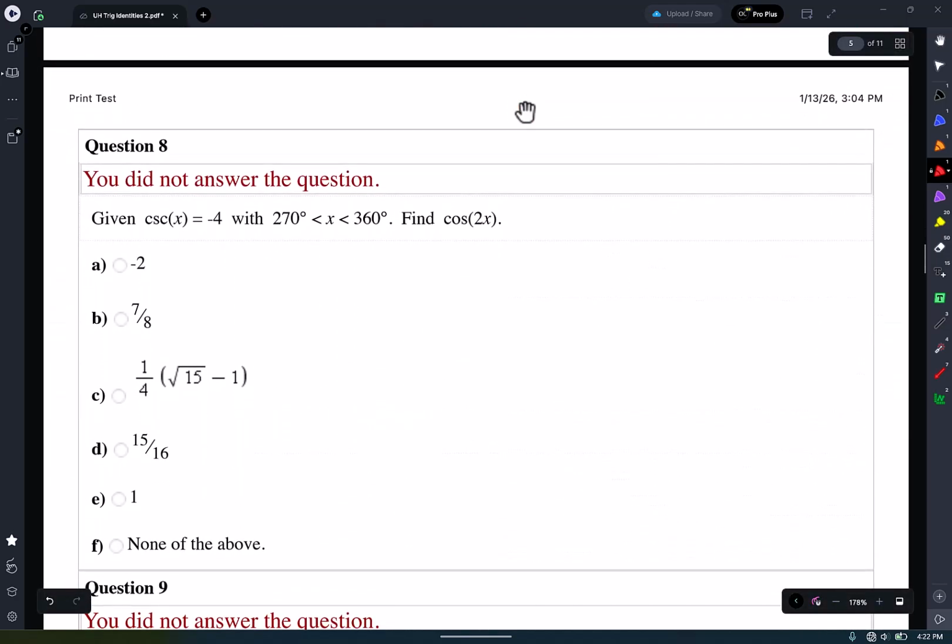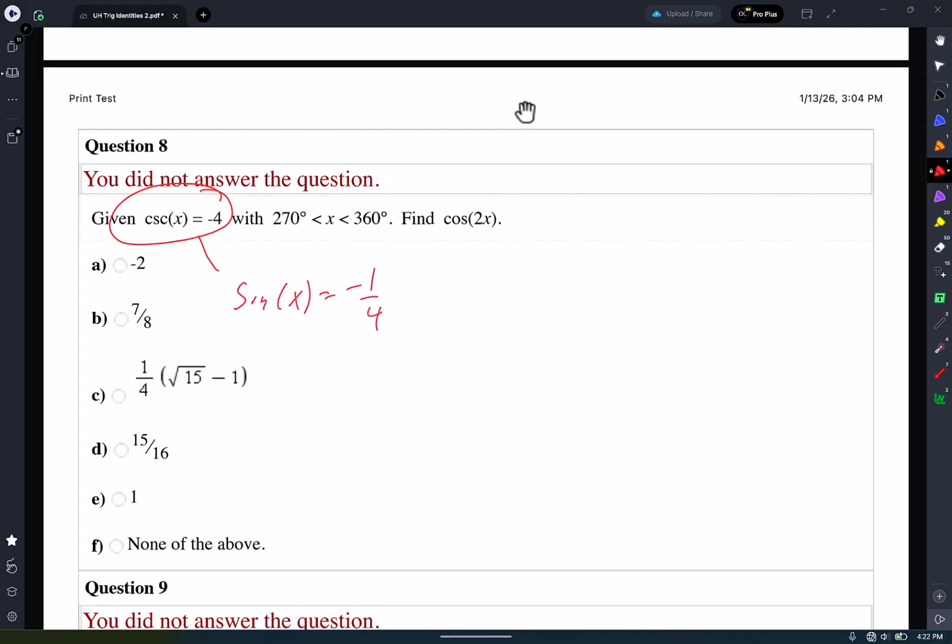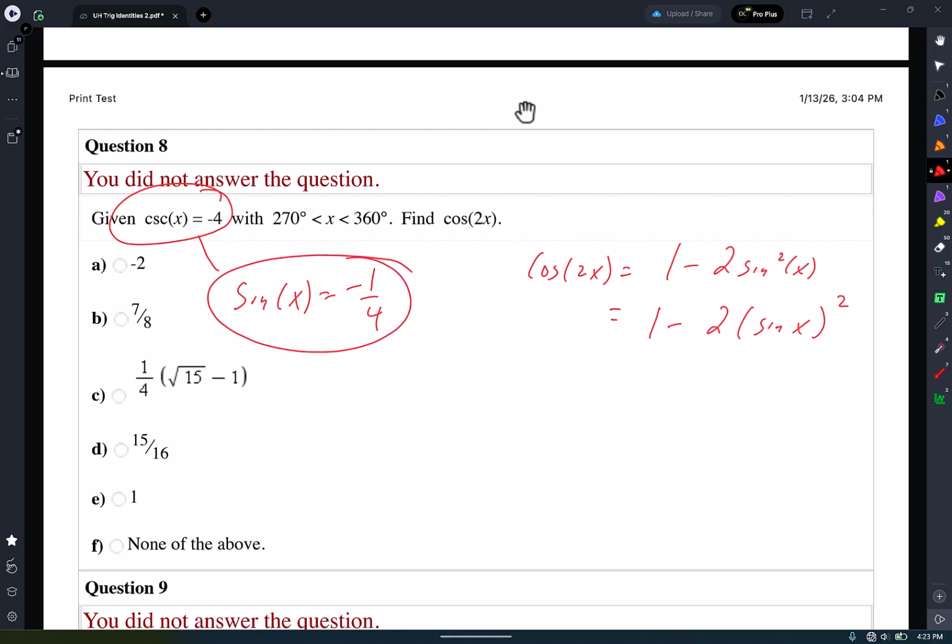All right, cosecant, and they want me to find cosine of 2x. Cosecant is the reciprocal of sine, so sine x equals a negative 1/4. I'm going to use the cosine formula that just has sine. Cosine 2x equals 1 minus 2 sine squared x. So let's just be smarter about it. Remember, that means 1 minus 2 parentheses sine x, close it, squared. I already have sine x. Plug that in there. 1 minus 2 parentheses 1/4 close it squared.